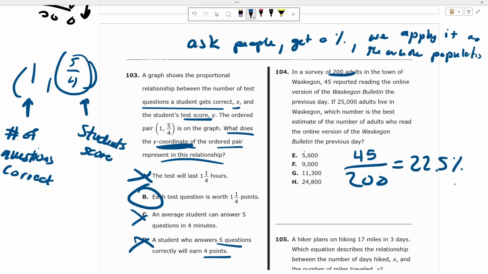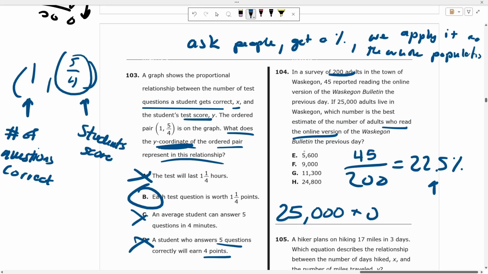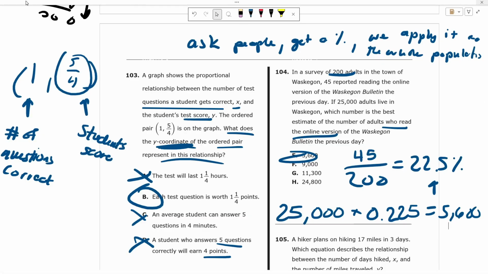So if 22.5% of people said yes, and I want to know the number of adults who read the online version, I'm going to apply this percent to the entire population. The entire population is 2,500 adults, or sorry, 25,000 adults. If I multiply this by 0.225, which is 22.5%, I'm going to end up getting choice E, or 5,600. So 22.5% of 25,000 is going to equal 5,600. Okay, that's how we do it.